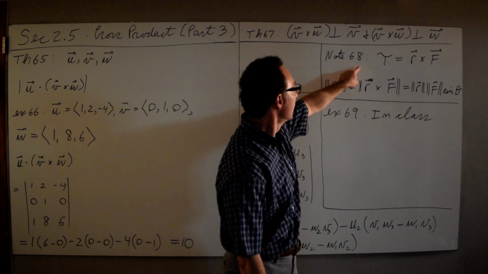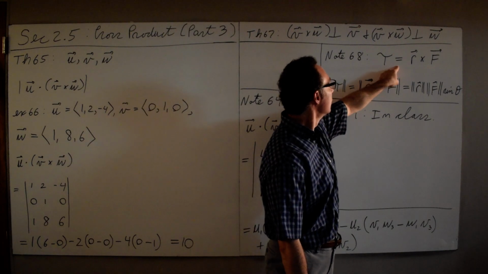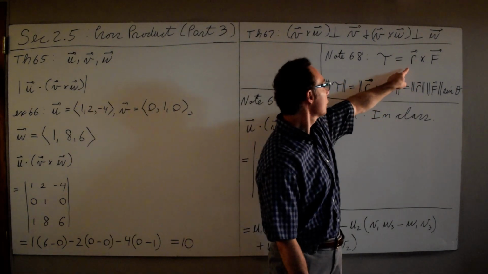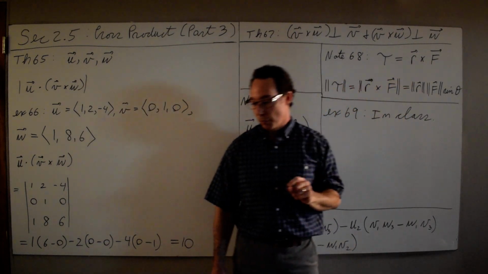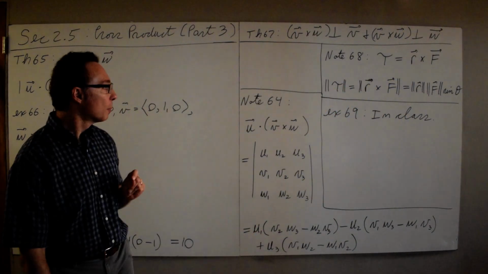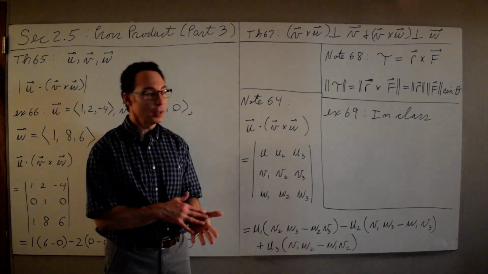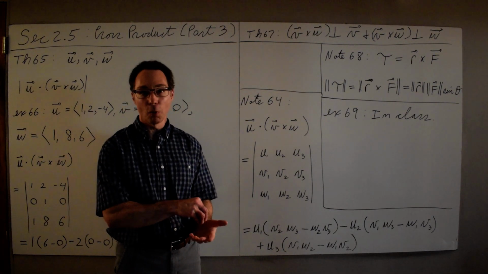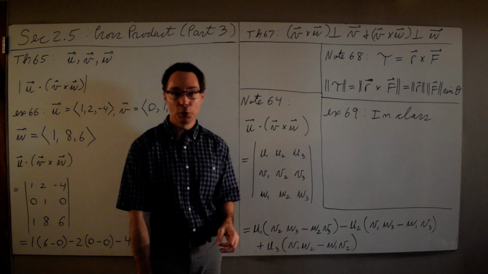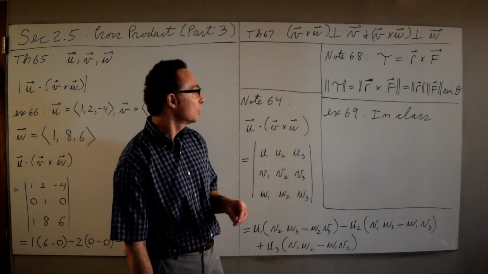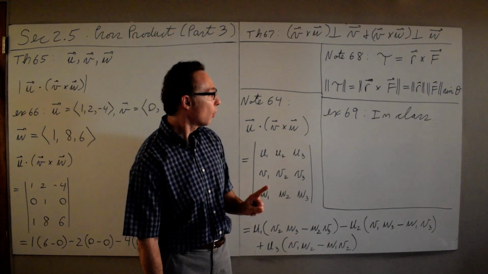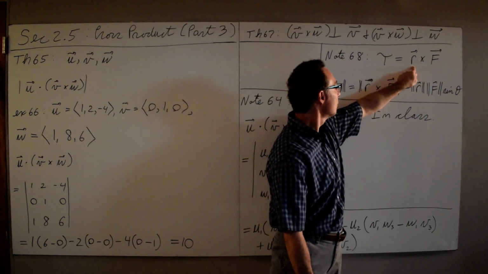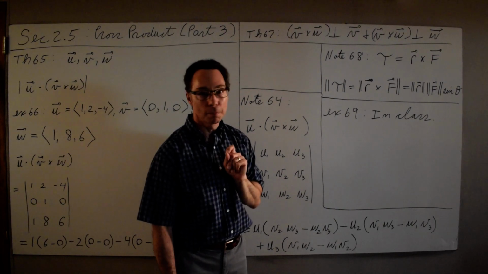Note 68, what is torque? Torque is the cross product of the position vector with the force vector. If you remember the car commercial with the kid and his dad, and the kid says, what is torque? His dad tries to explain torque, and he actually talks about the cross product. So torque is the cross product of the position vector with the force vector.